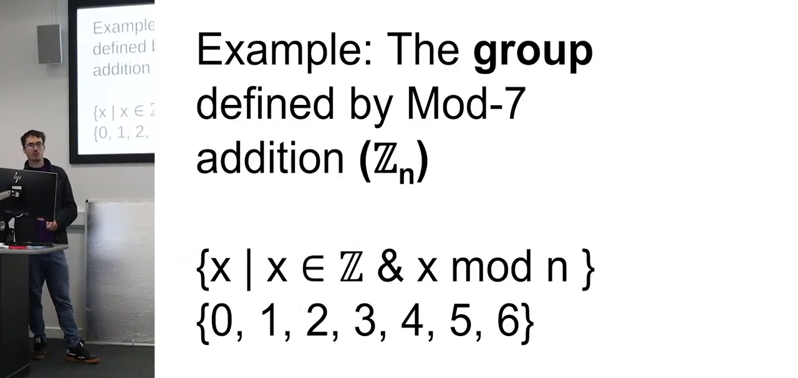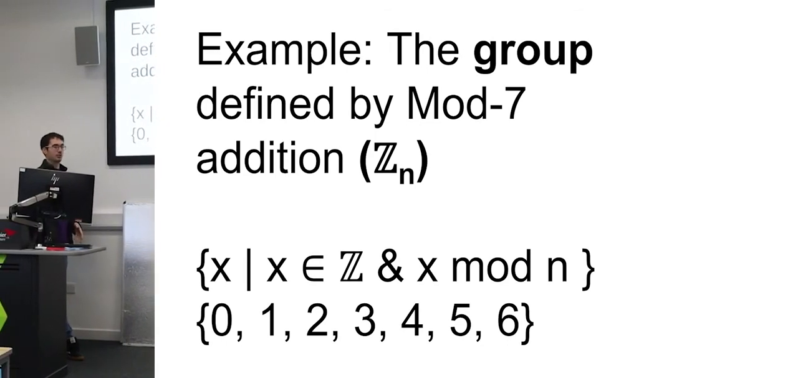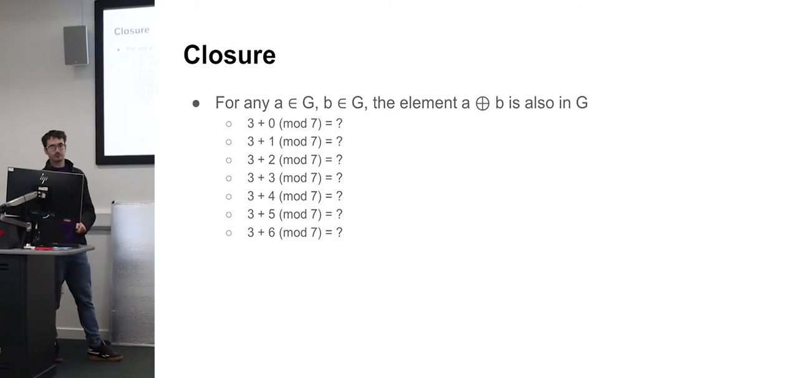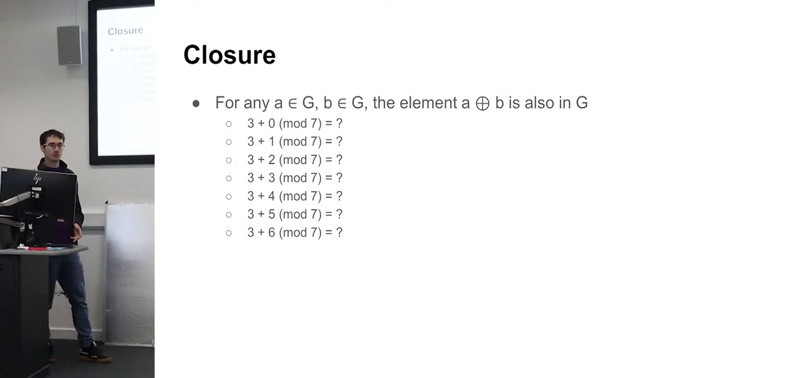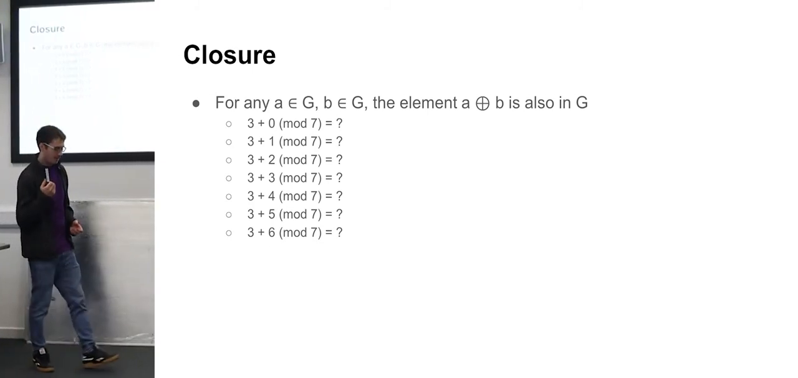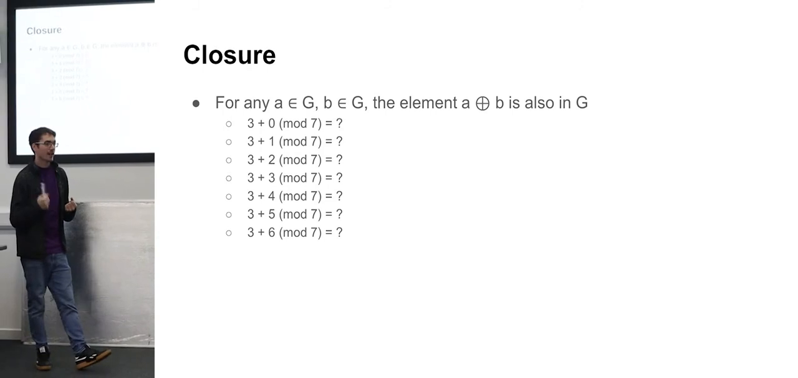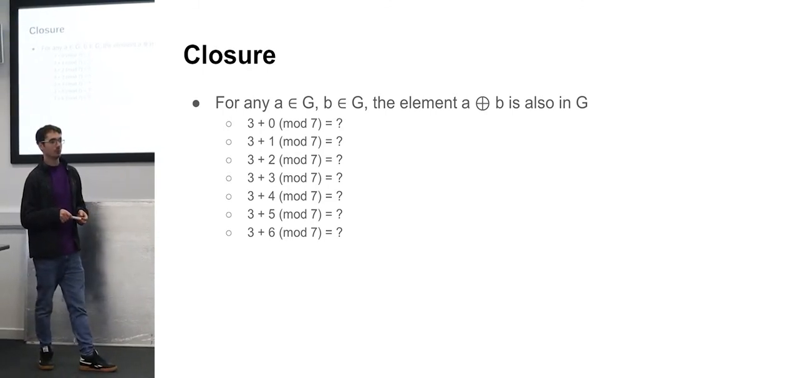So I think I've gone through an example, right? Let's take this group 0 to 6. Does it have closure? Closure means, can I add this element A in the group to an element B in the group and always get an element within the same group?